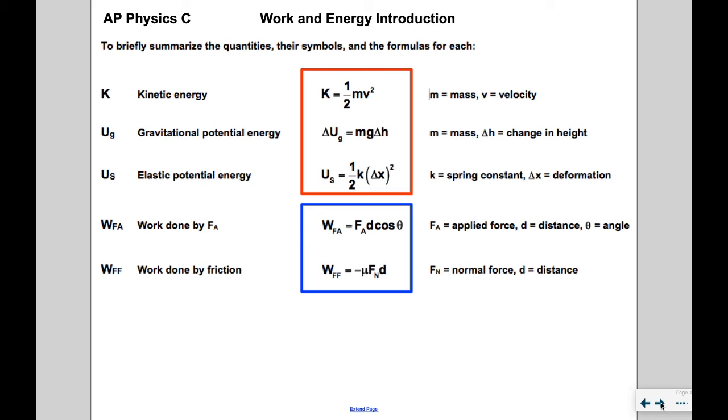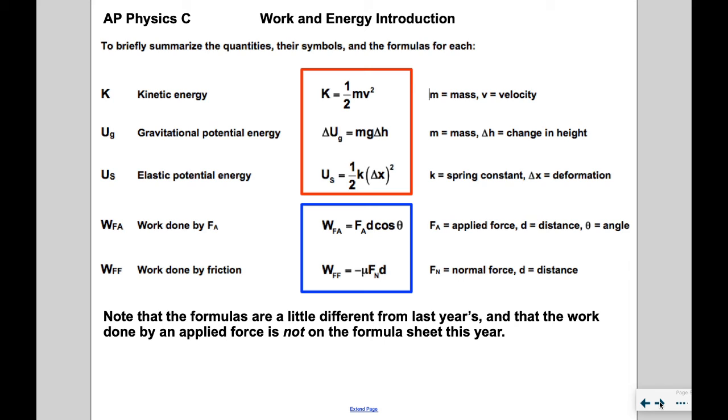Negative mu times F_n times d. That negative sign just indicates that more often than not, the work done by friction will be negative. It's removing energy from the system. So now these formulas look a little different from last year's, but the general premise is going to be the same. So we're still going to be approaching this from the idea of the conservation of energy, but we're going to look at it a couple of different ways.